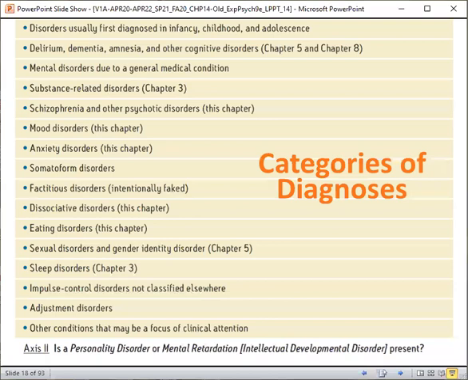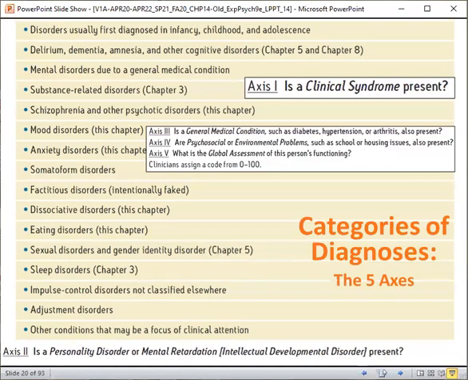So the categories of diagnosis here, just looking at a few of these bullet points: disorders usually first diagnosed in infancy, childhood, or adolescence, and the mental disorders due to general medical conditions. So again, asking these questions that we were talking about earlier. Axis 1 is the clinical syndrome present, and then asking all these types of things. And so we get some sort of clearer idea of what the diagnosis may be.